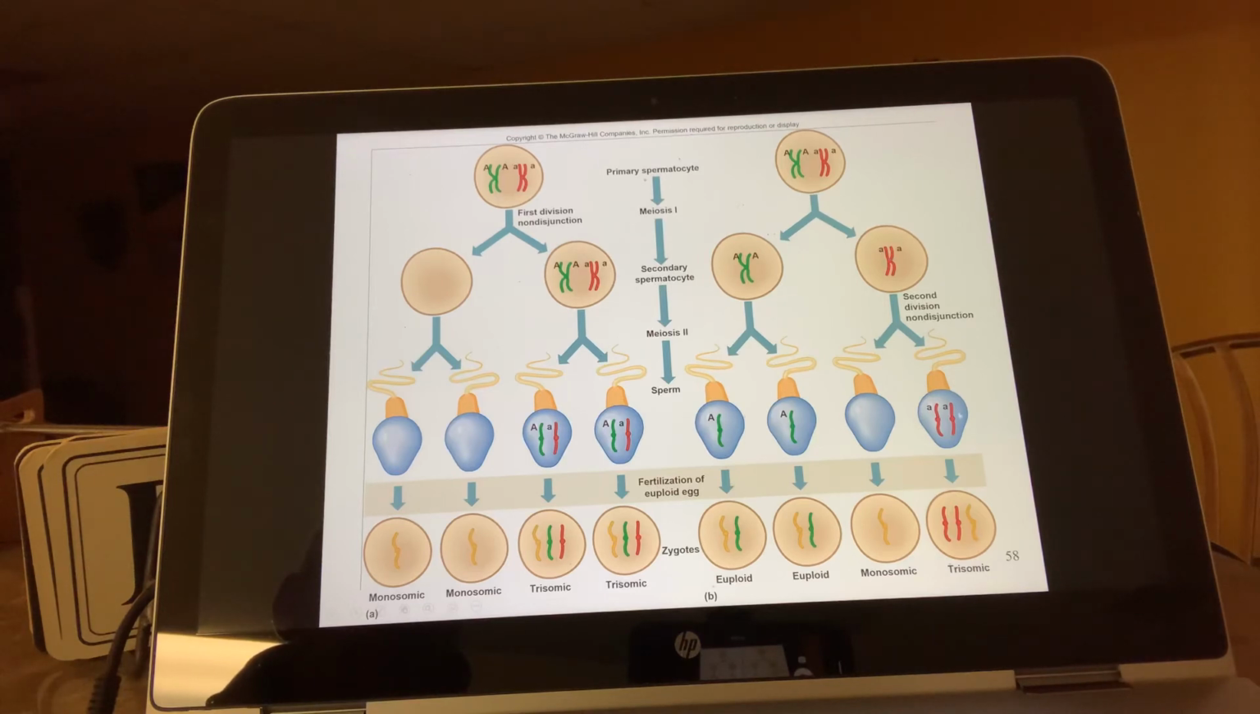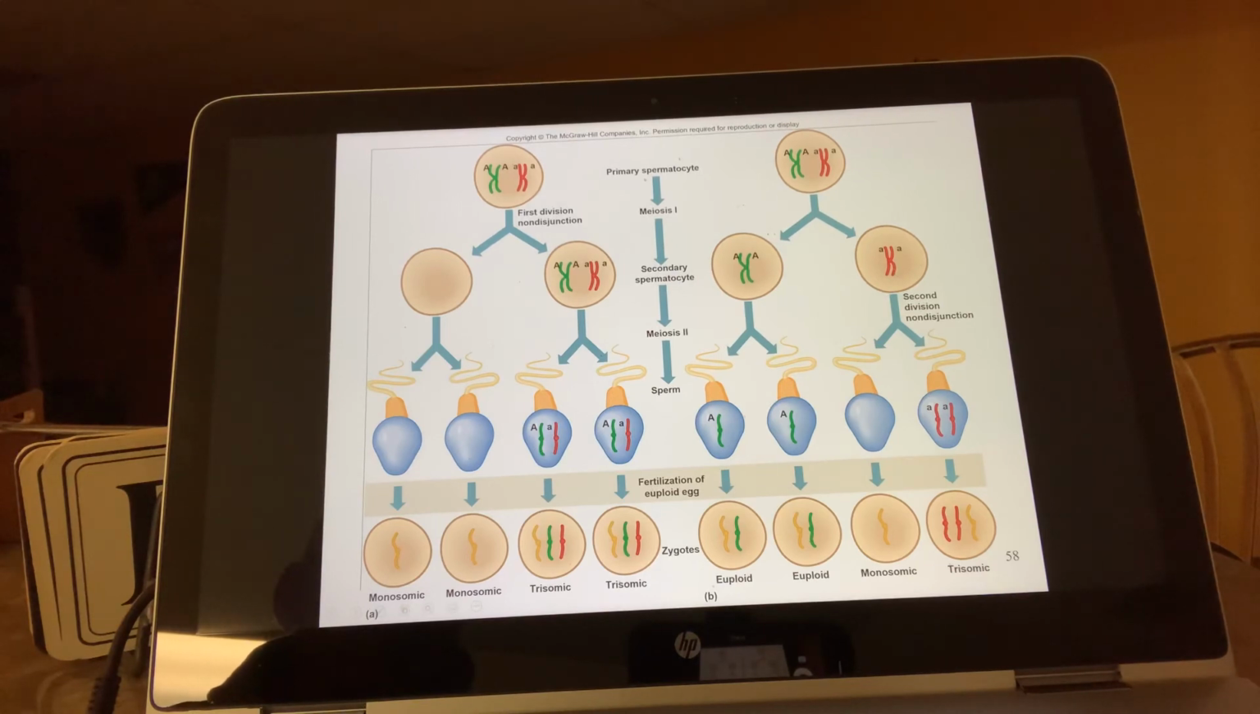You end up with both of them over here, and you end up with a condition after fertilization where you have one extra chromosome or a trisomic condition here, and one less chromosome or a monosomic condition here. So if non-disjunction occurs in the first meiotic division, all of the individuals produced are going to have abnormal chromosome numbers and abnormalities.